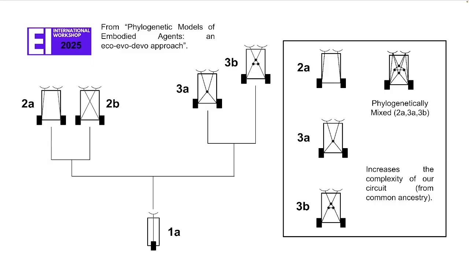And what we show on the right-hand side of the slide is vehicle 2A, vehicle 3A, vehicle 3B, and then all of these endpoints of this phylogeny phylogenetically mixed into this new vehicle here. So this vehicle up here, this phylogenetically mixed vehicle, is a combination of these three architectures. This increases the complexity of our circuit, and it does so from common ancestry.